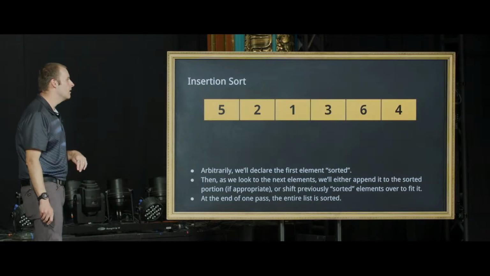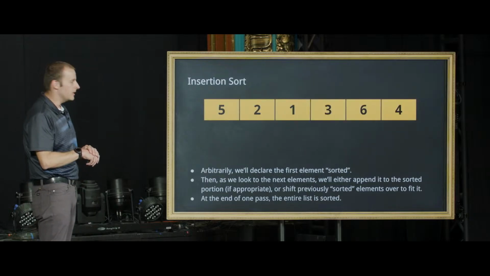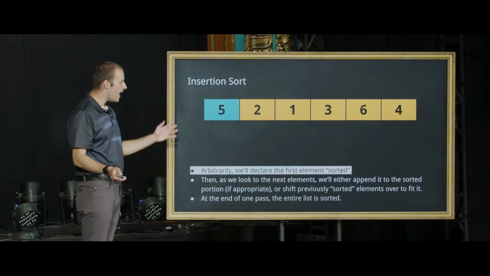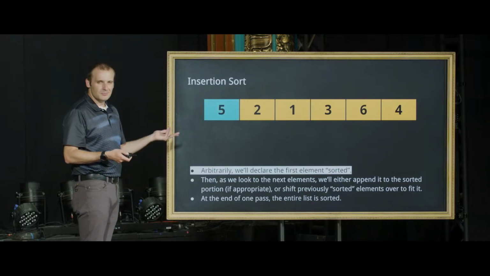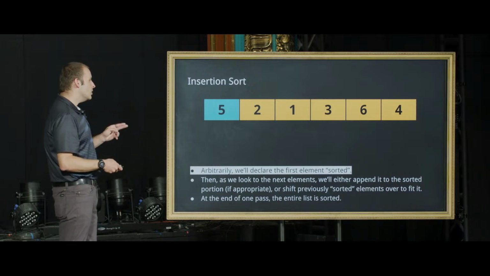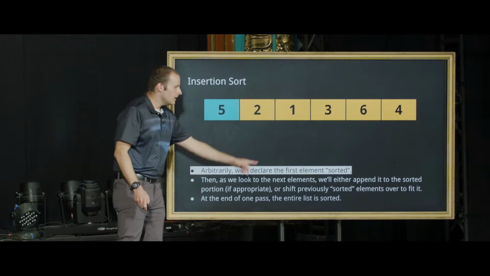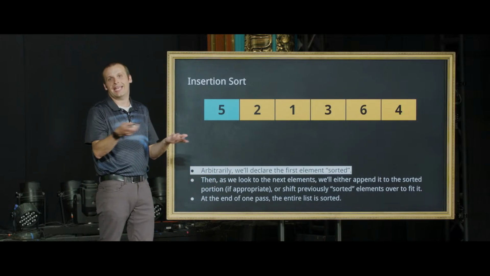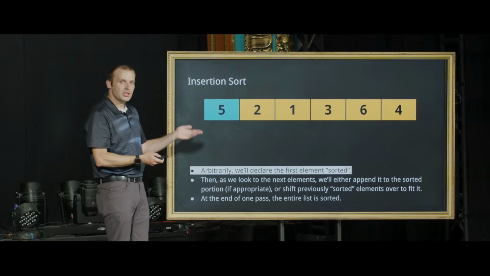Let's see how this looks with our typical starting list here. So we arbitrarily decide we're going to declare the first element sorted. 5 is sorted. Again, we can see that that seems wrong, but we'll trust the algorithm here. Then we look at the next one, and we either append it to the sorted list. So if it's larger than the largest thing in the sorted list, we can just tack it on. Or we shift things around.